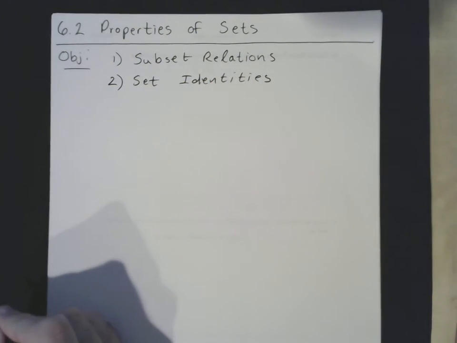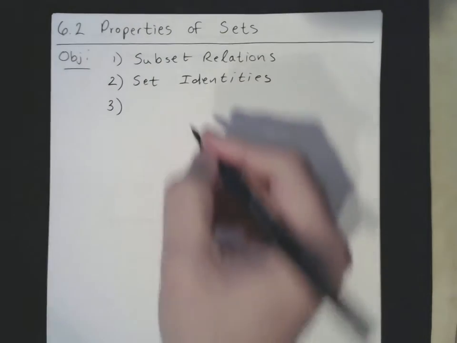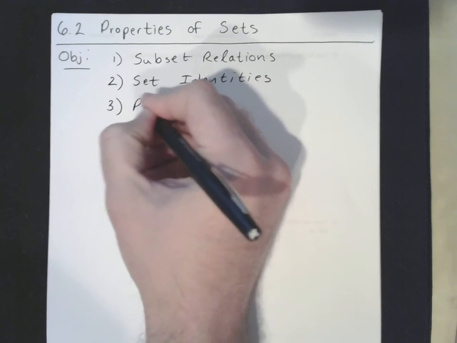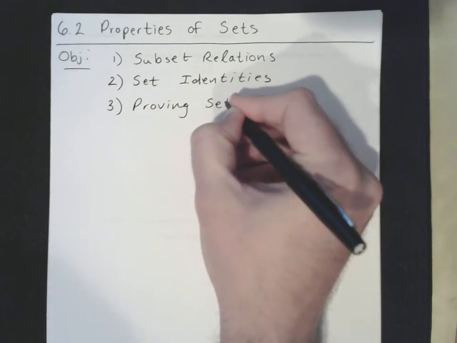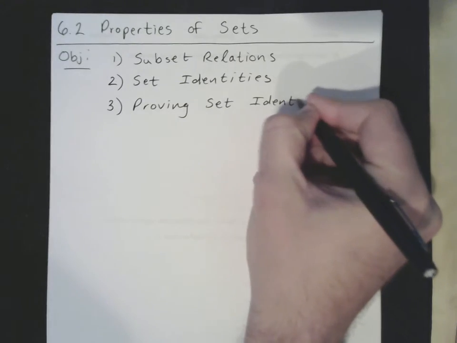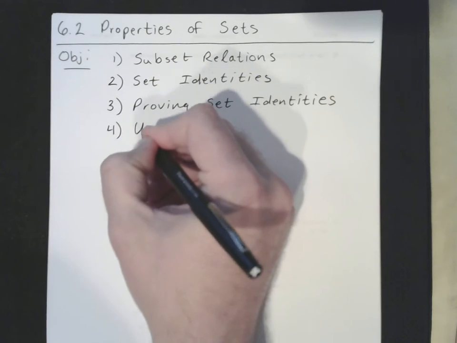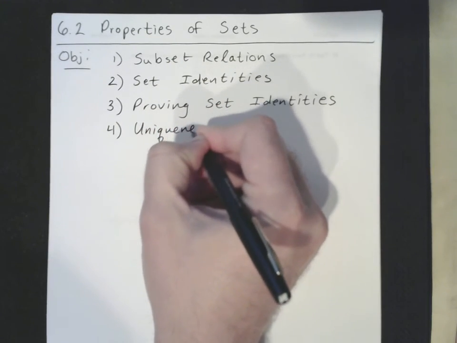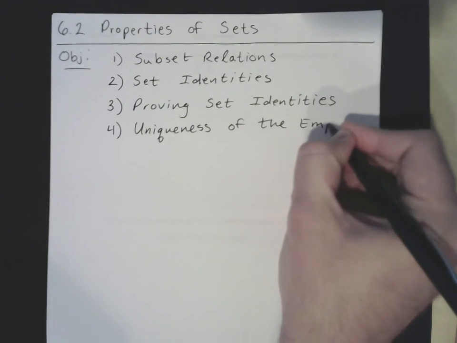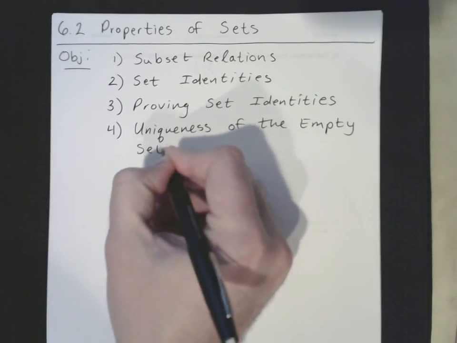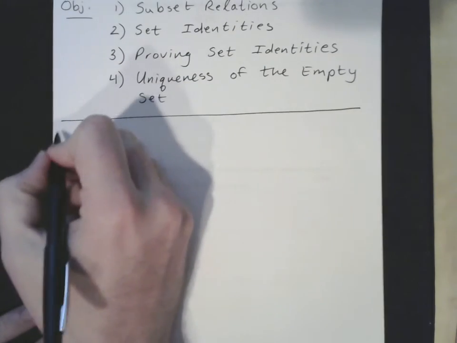We're going to prove 1 or 2 of them. You're going to prove a couple more in the homework, but these are going to be useful in your other proofs. And so that's what our third objective is, proving set identities. And the last thing is we're going to talk a little bit more about the uniqueness of the empty set. So let's start out with our subset relations.